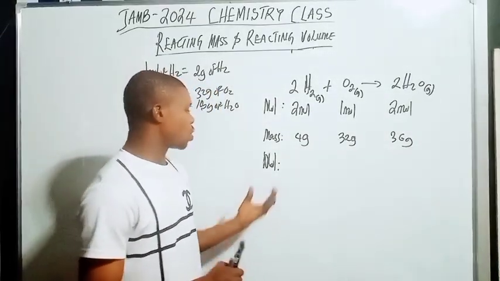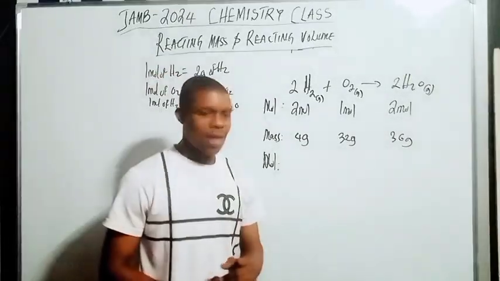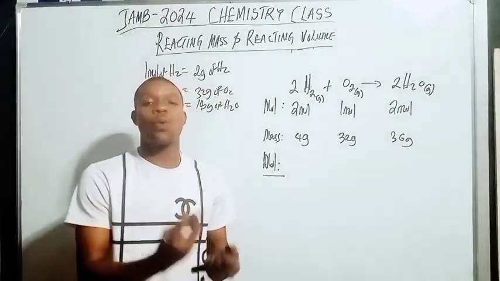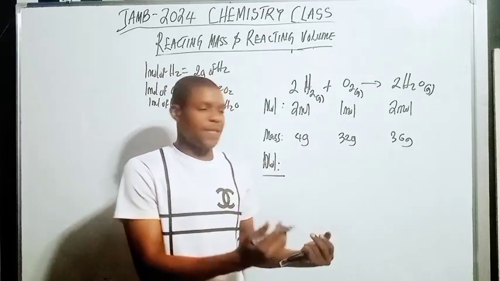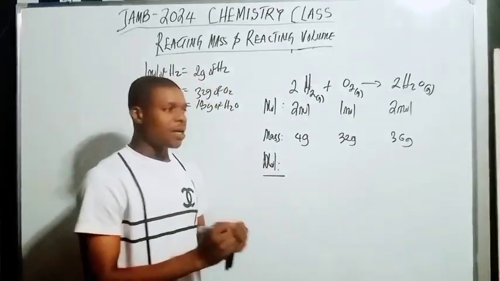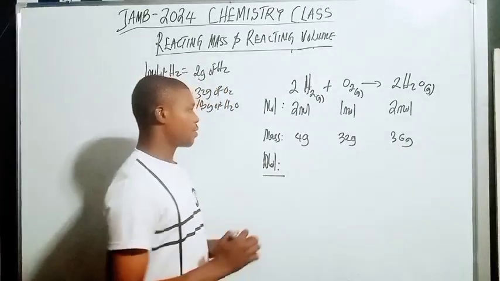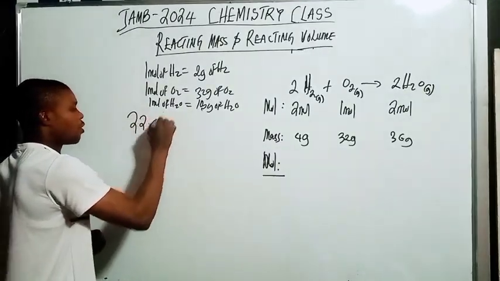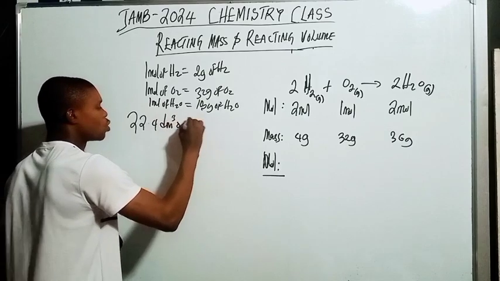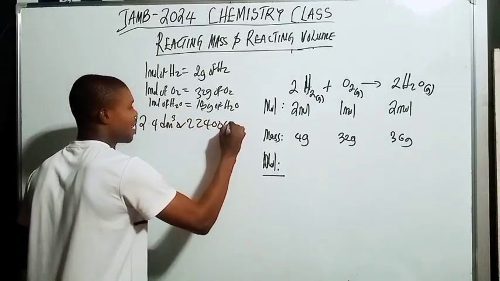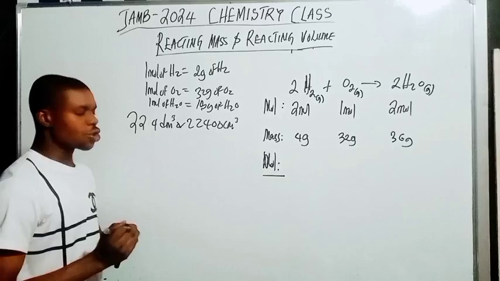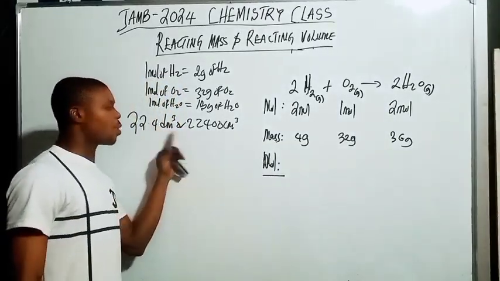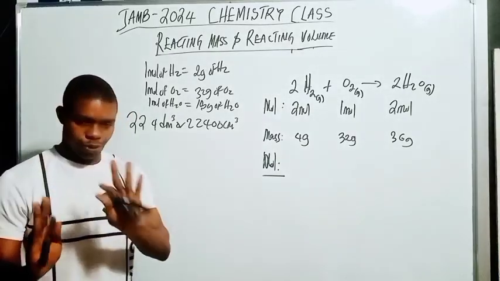Now the next one to do is to get the volume. And this volume is going to be at STP. So when they ask me a question, volume at STP, this is what I'm talking about here. And volume at STP is always equal to 22.4 dm cube, or 22400 cm cube. Do you understand? So when they measure at STP, this one should come to your mind, that dm cube or cm cube. Do you understand?